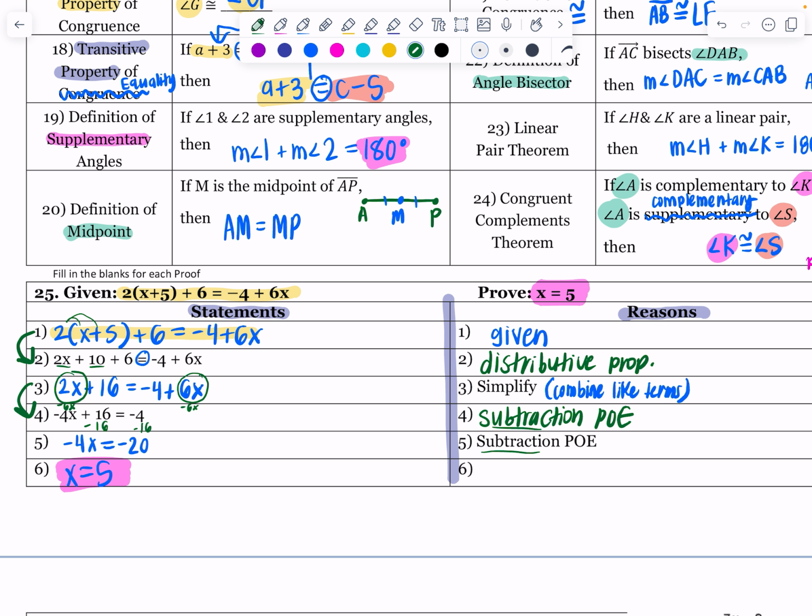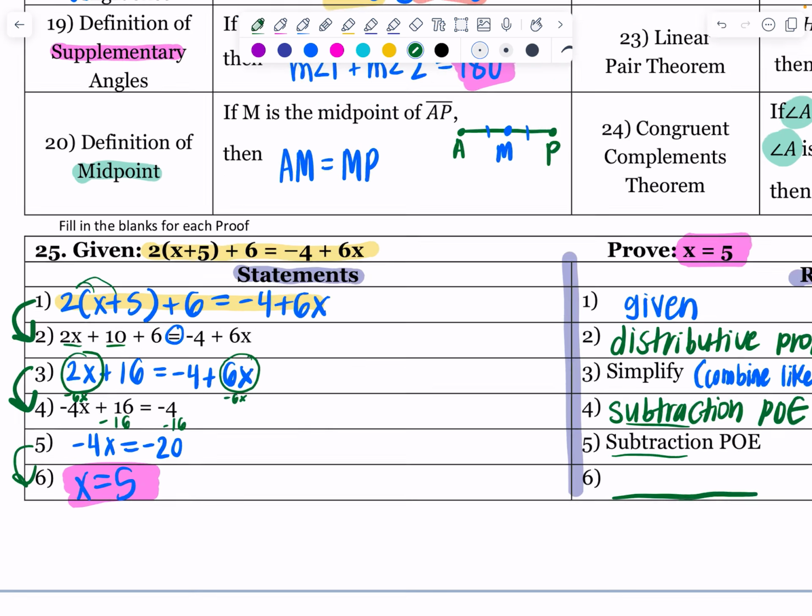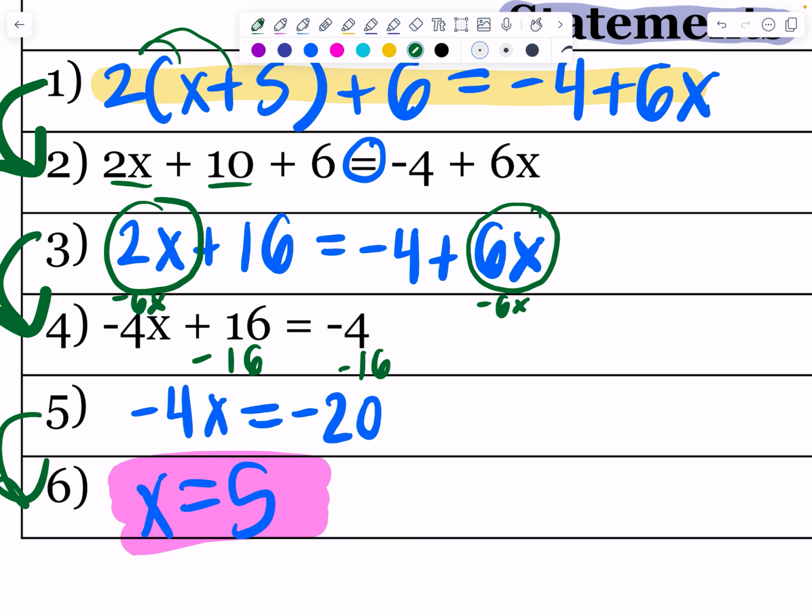So then how do you get from step 5 to step 6? That's the reason we're going to put right here. That's our last reason. Well, how do you go from saying negative 4x equals negative 20 to x equals 5? What would you do to both sides? We would divide by negative 4 on both sides.